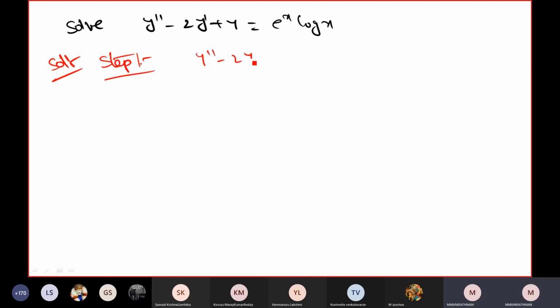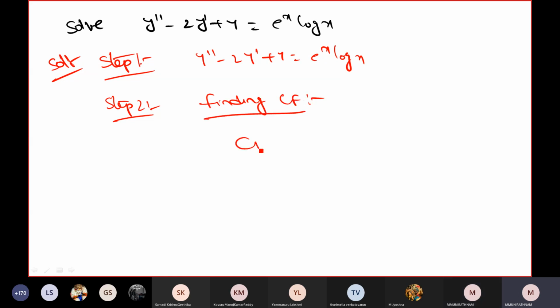So y double dash minus 2y dash plus y equal to e power x log x. So step 2, finding CF. What is CF, anyone? What are the roots, anyone? C1 plus C2x into e power x, sir. Yeah, very good. Roots are 1 comma 1.